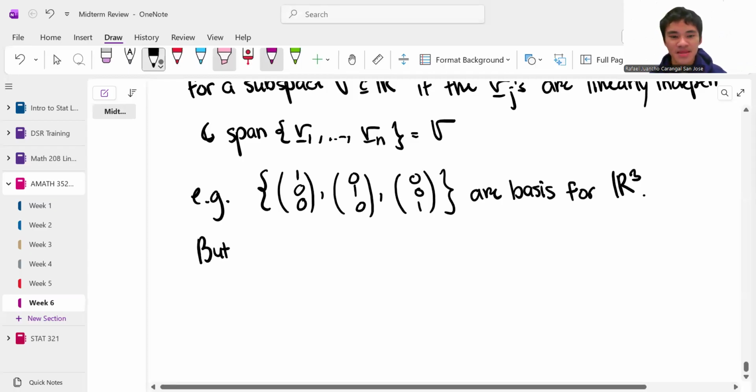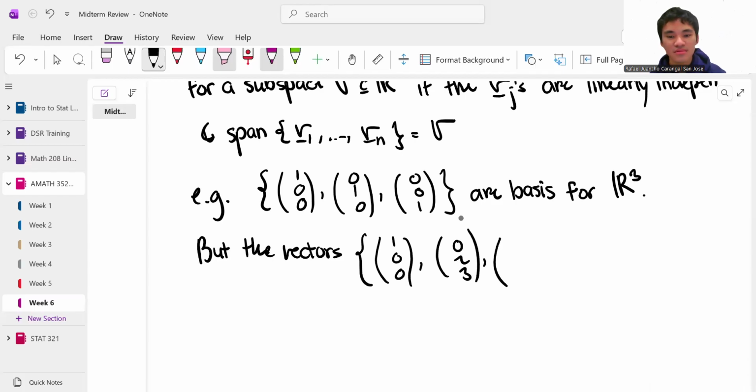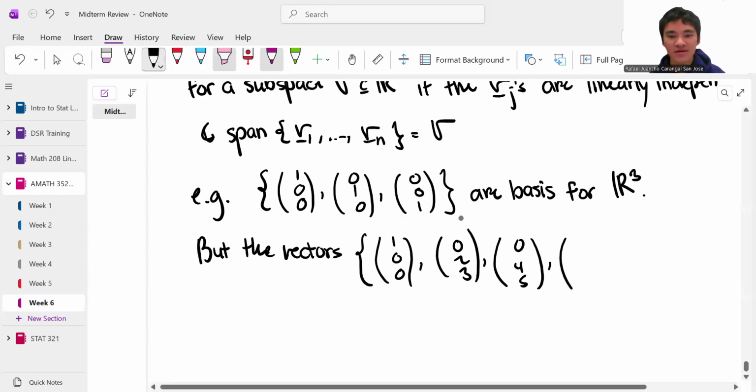There's a big but. Say we have (1, 0, 0), (0, 2, 3), (0, 4, 5), and then (0, 1, 0). How about this set of vectors? These are not a basis for R3.